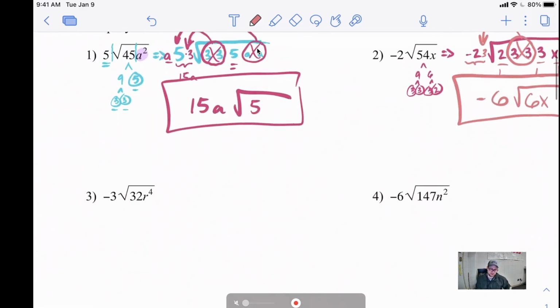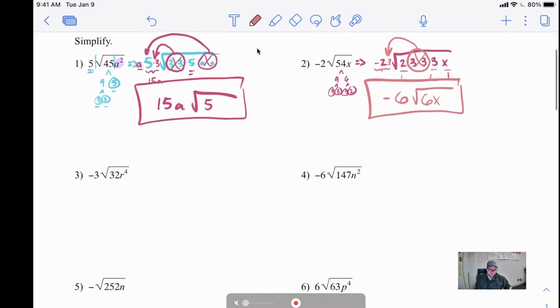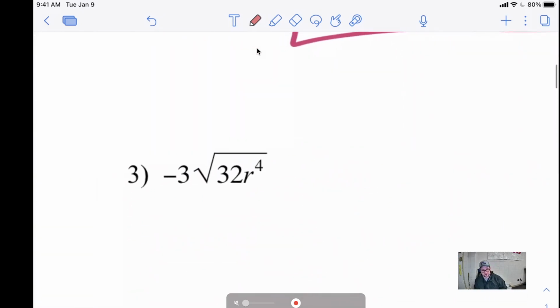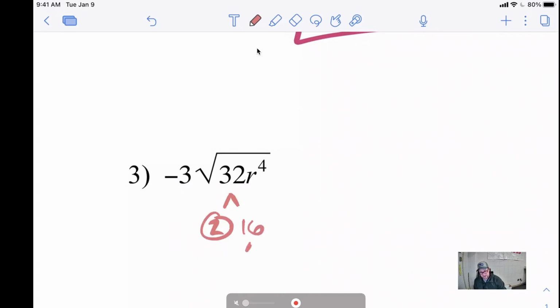Let's do another one. How about number 3 over here? Lots of problems to think about today. Number 3 looks like this. So we're going to break it down. 32. Well, I know it's even, so 2 is going to go in, and it looks like 16 times. 16 is just 4 times 4. 4 is 2 times 2, and 2 times 2. Now remember, even if I break this down differently, I should still get the same code at the end. So I'm going to have my -3 on the outside.